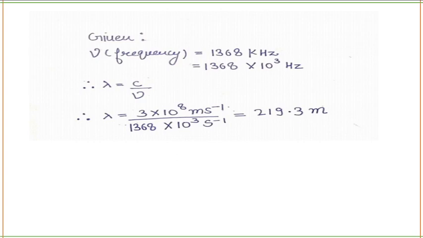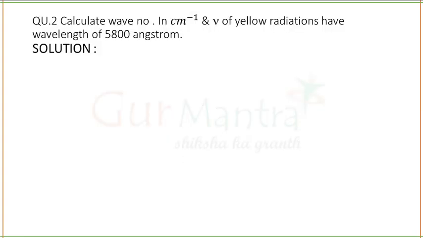Therefore, lambda is equal to c by nu. And lambda is equal to 3 into 10 to the power 8, as you know the speed of light is 3 into 10 to the power 8 meter per second, and the frequency given is 1368 into 10 to the power 3 second inverse. After solving this equation, you will get the answer as 219.3 meter.